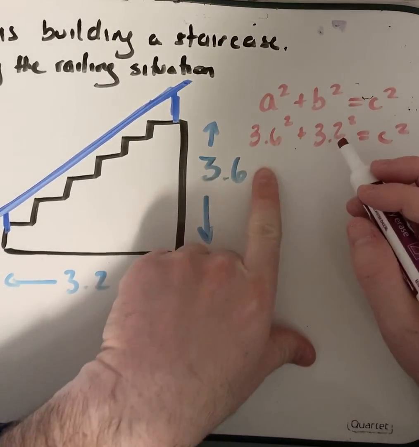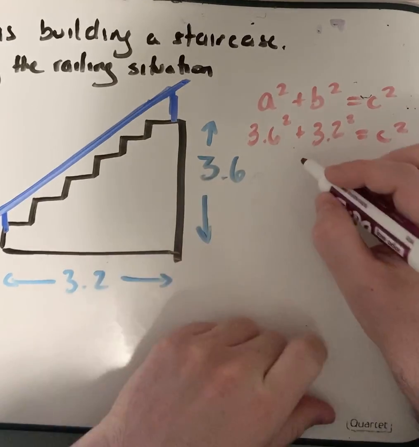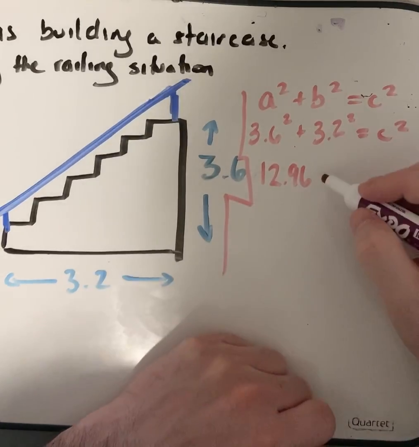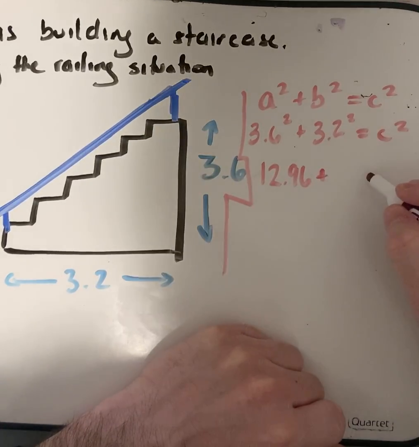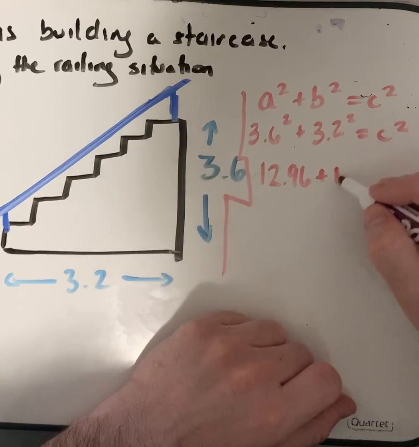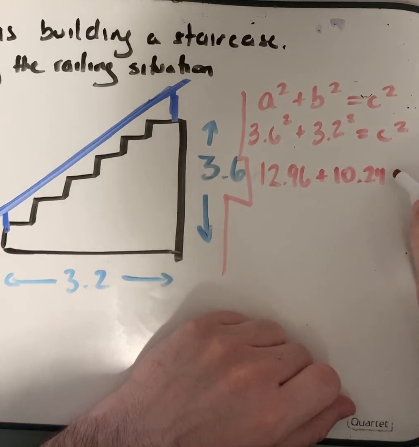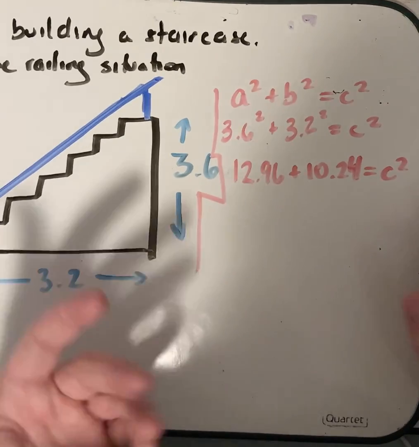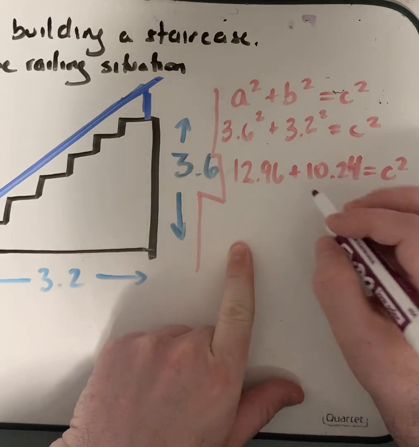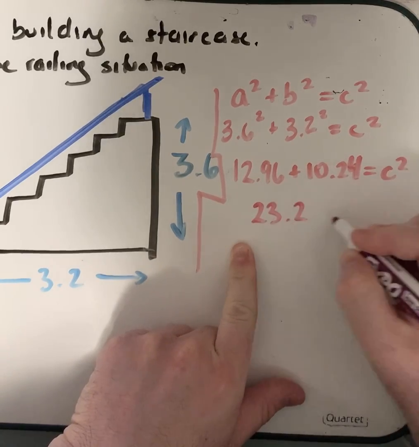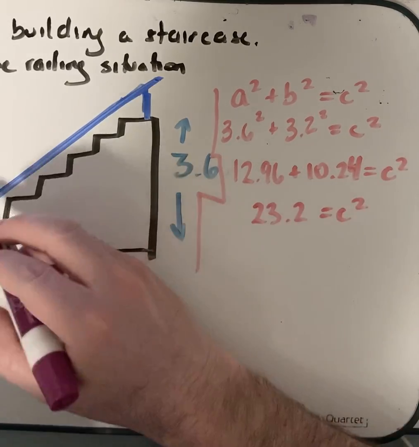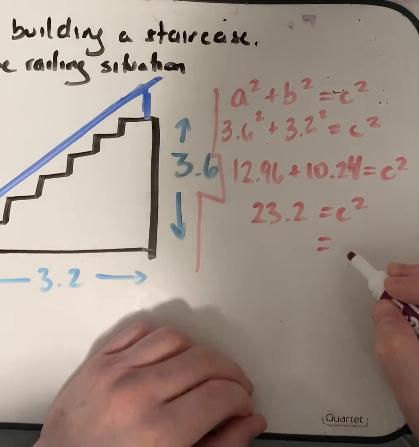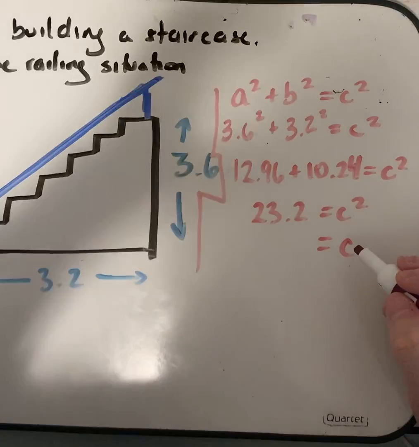Do the math. 3.6 times 3.6 is 12.96. Sorry guys, let me just move that out of the way. Plus 3.2 times 3.2 is 10.24 equals c squared. So at this point, we're doing simple math. We're adding these two up, and we should get 23.2 equals c squared. So this railing is going to be 23.2, correct? No, that's right. Good catch. We need to do the square rooting of it.